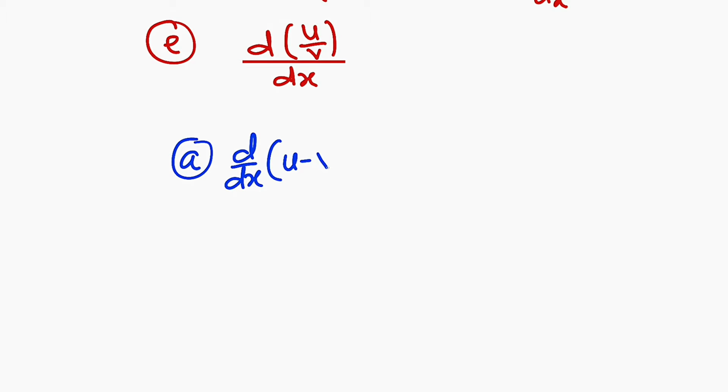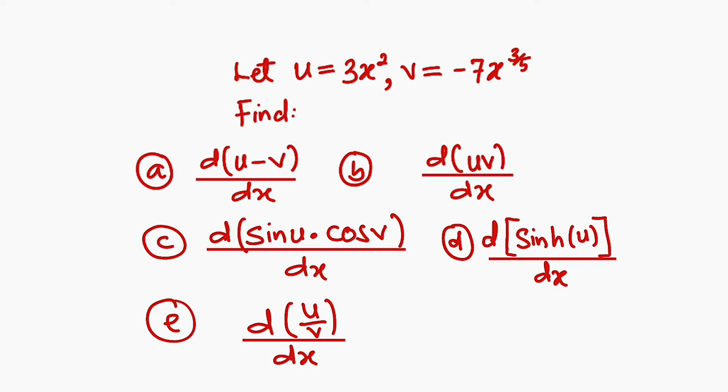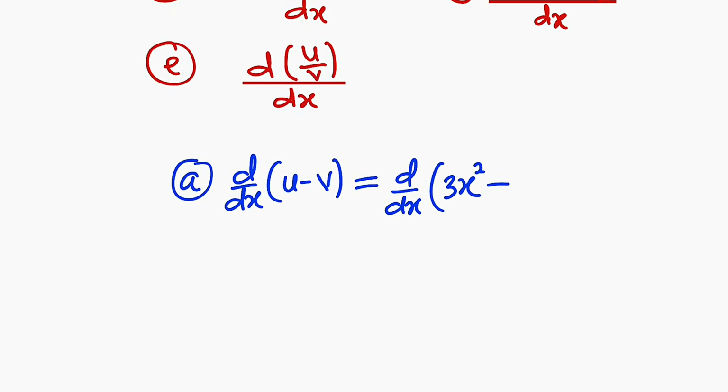u minus v. This is equal to d over dx of u, which is 3x squared, minus v, and v is negative 7x to the power of 3 over 5. We already have another minus, so this becomes plus 7x to the power of 3 over 5. So let's differentiate them term by term.